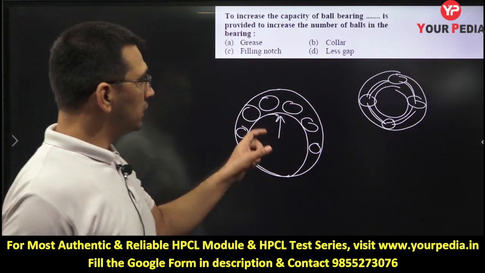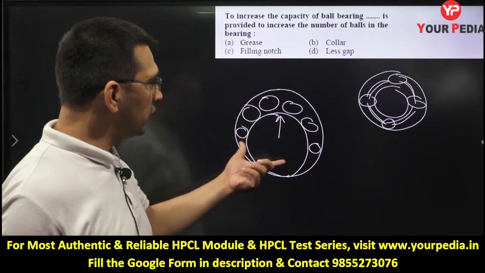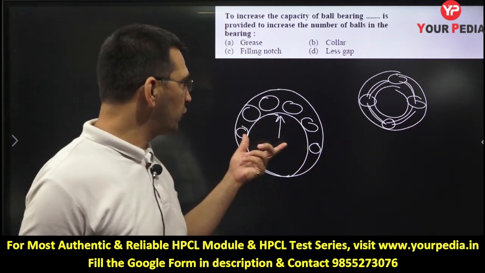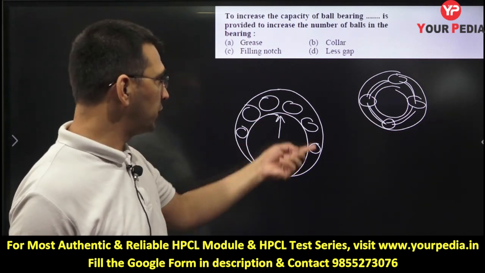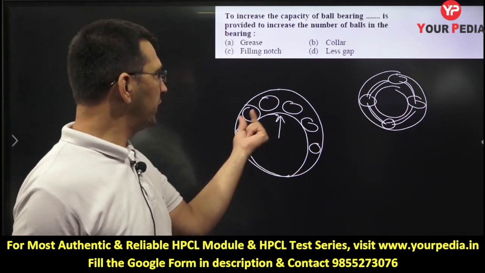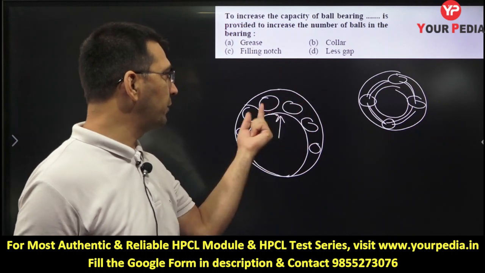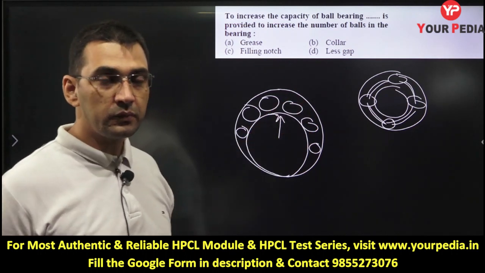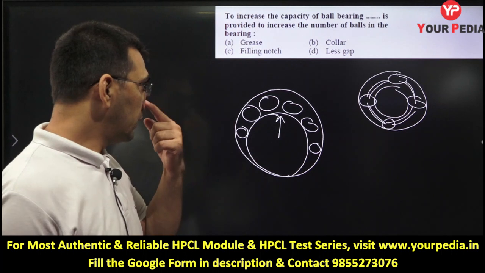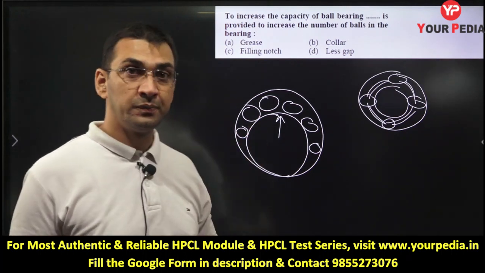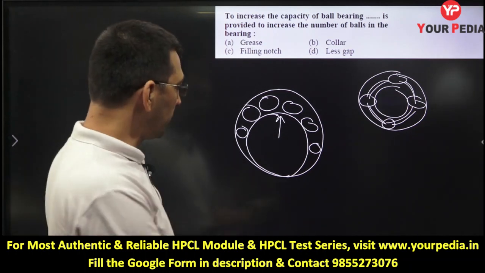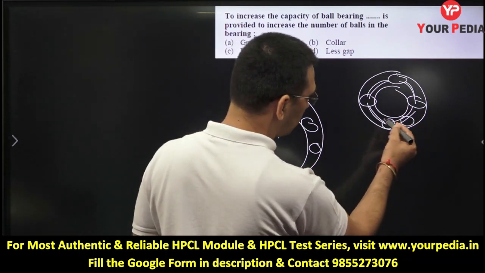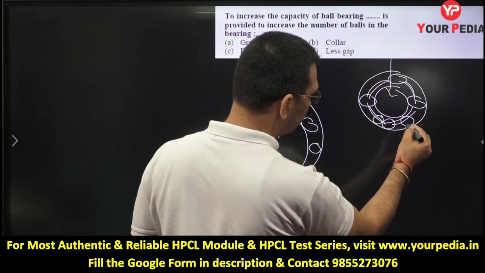Now, if we insert the balls inside this particular ball bearing this way, then the number of balls that can be accommodated are limited by this arrangement. Whatever arrangement we are making, depending on inner and outer diameter, the number of balls gets fixed. You cannot put more than that. Now let's say if I want to carry a high load, heavy load, then what do I have to do with the number of balls? I have to increase them, so that the number of balls taking the radial load increases.